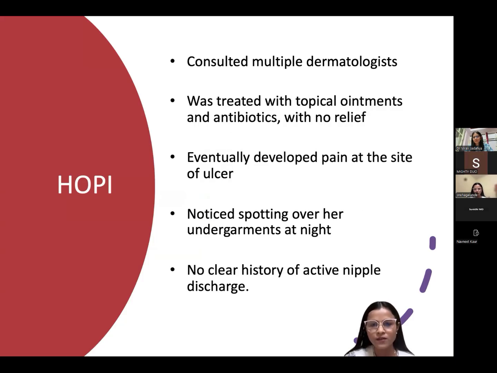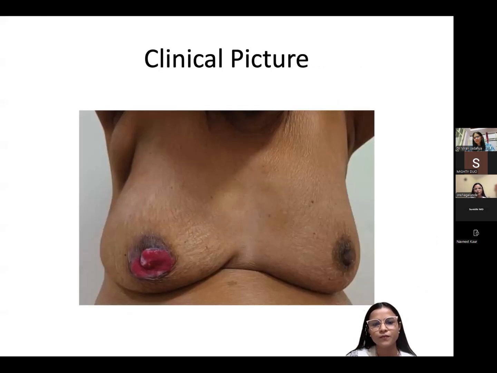Prior to presentation to us, she had consulted multiple dermatologists, and she was treated with topical ointments and antibiotics with no relief. The lesion kept on progressing. Eventually, it developed pain at the site of the ulcer. She also noticed spotting over the undergarments at night, but there was no clear history of active nipple discharge. This is when she presented to us.